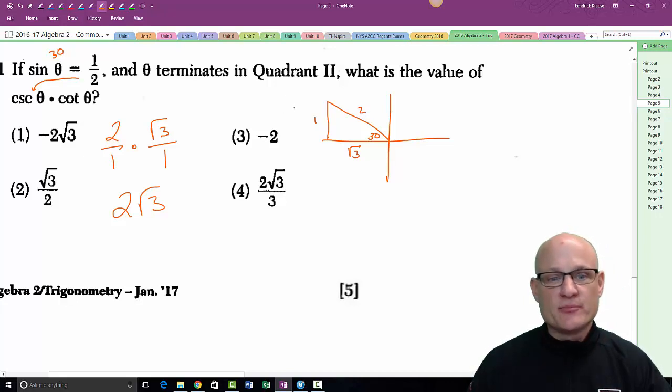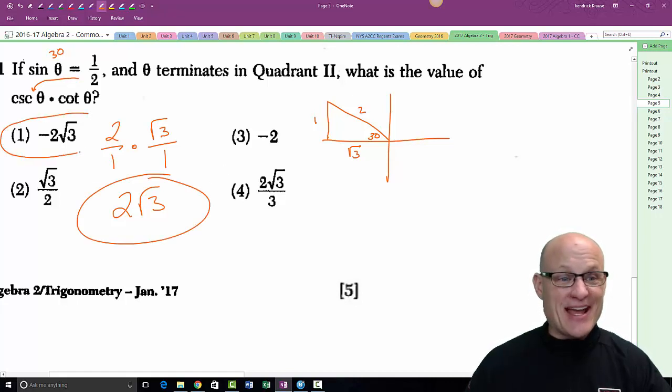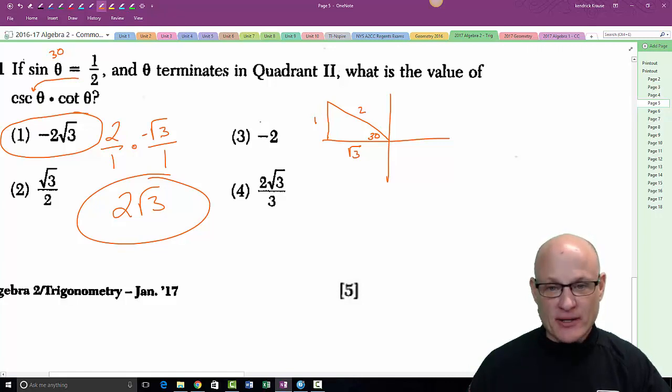I made a mistake. But luckily for me, there wasn't an answer that was just 2 square roots of 3. There's only one of them, and it's negative. And the reason it's negative is because cotangent is negative in this quadrant. So this should have been negative radical 3 over 1. I apologize about that one.